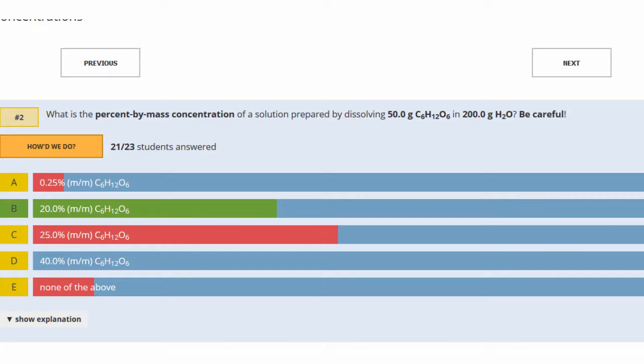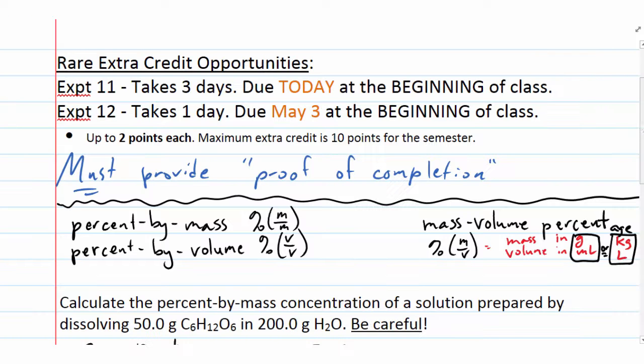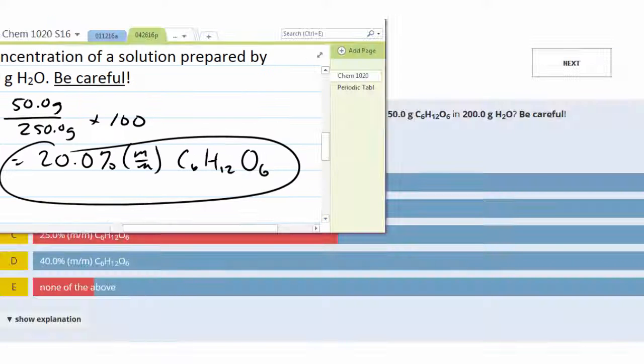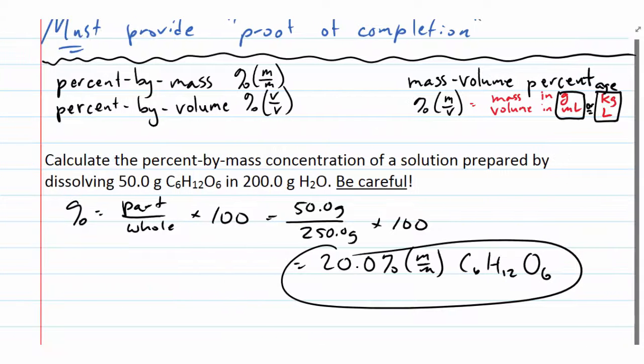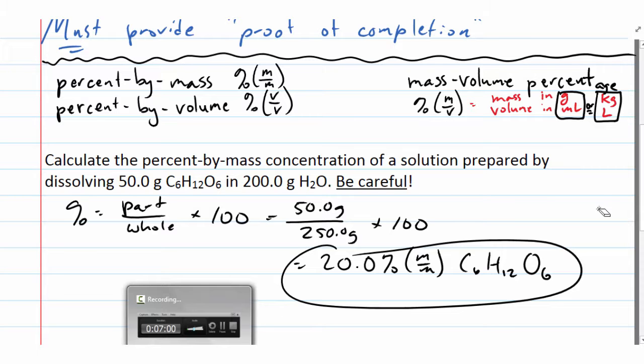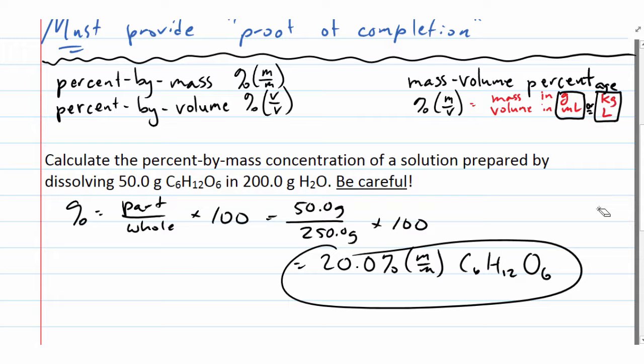Why wouldn't you divide by 200? Because you have to add 50 to get the whole. Right, you have to add 50 to get the whole. Because remember, the definition is you take the part, you divide it by the whole, and then you multiply by 100. So coming back here to see how this works, we take the 50 grams, we divide it by 250 grams, then we multiply by 100, because again, we want to divide by the whole amount, part over the whole. And that's of course why the be careful was in there, because many people forget to do that.